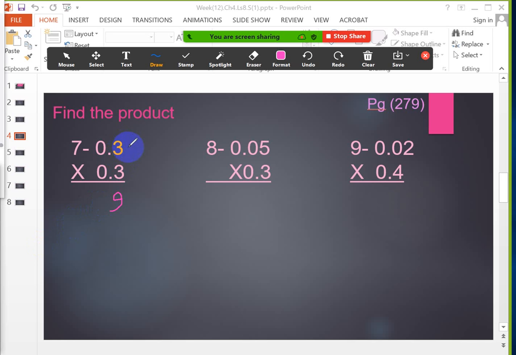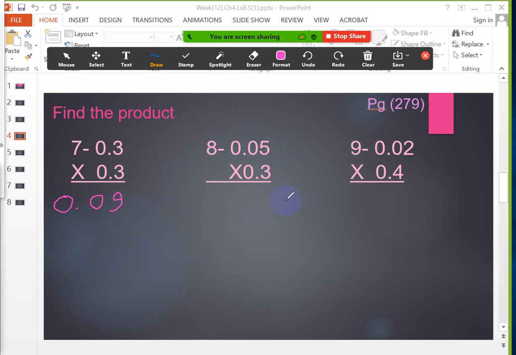So I have here one digit after the point, and I have one digit after the point. So I have two digits in the product, and I have only one number, so I will fill the second one with 0 to move the decimal point 2 digits and put the decimal point here. So the final answer will be 9 hundredths.